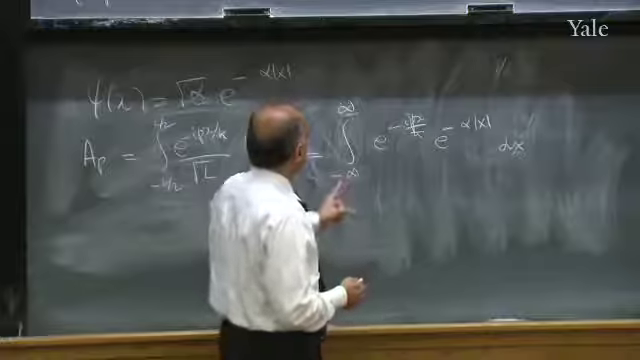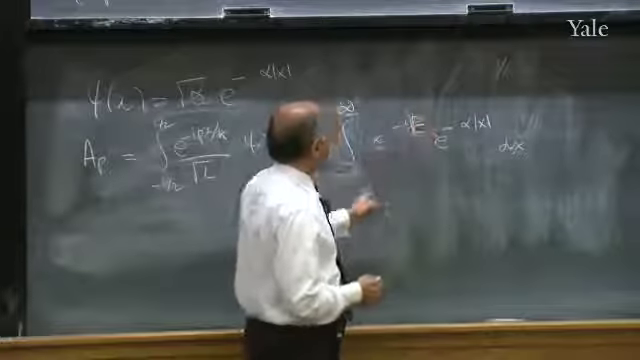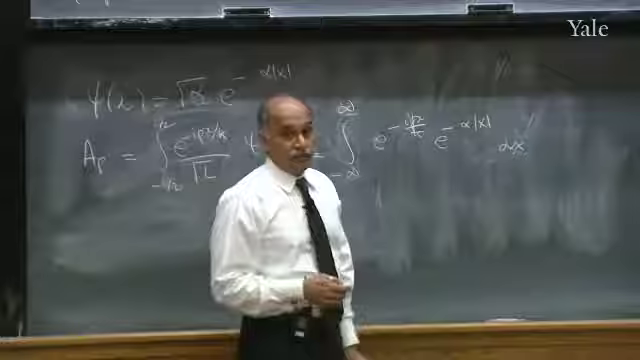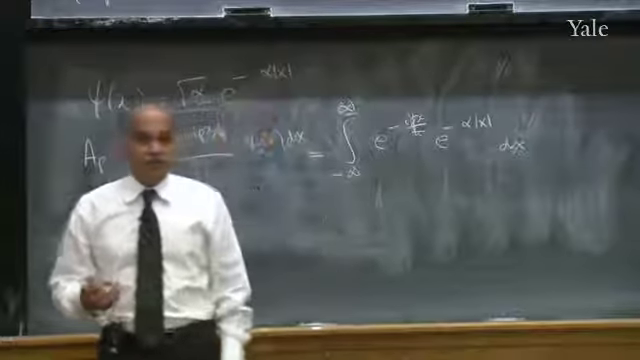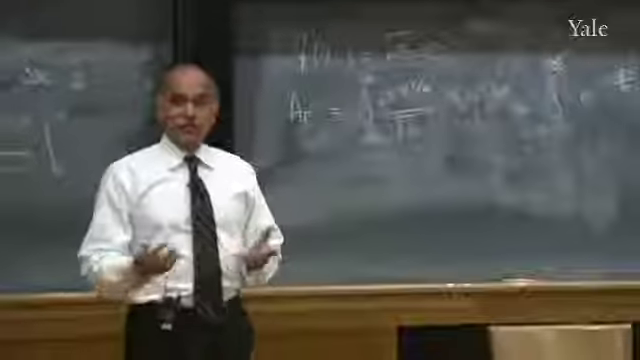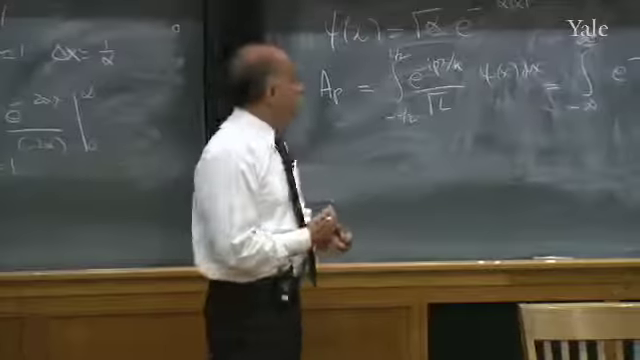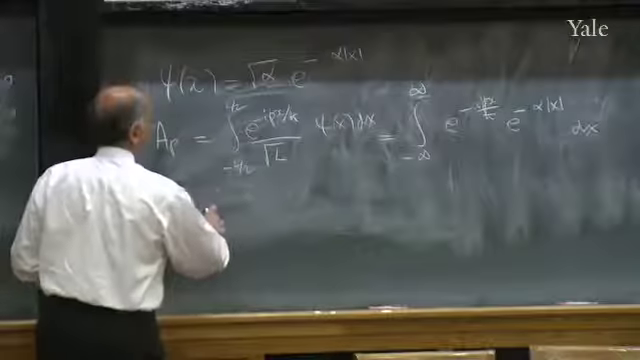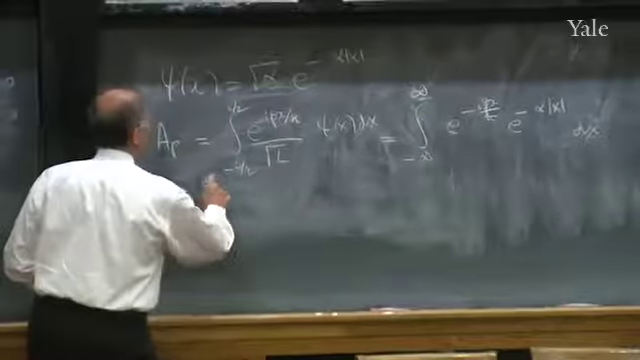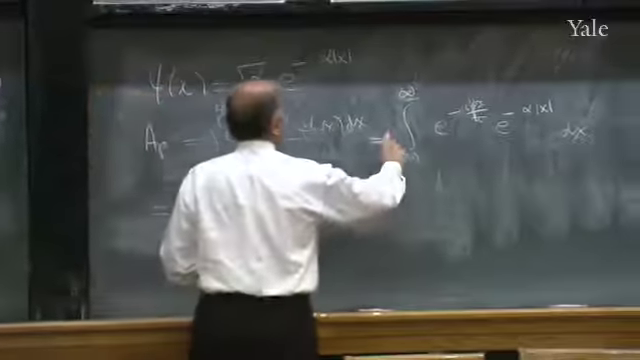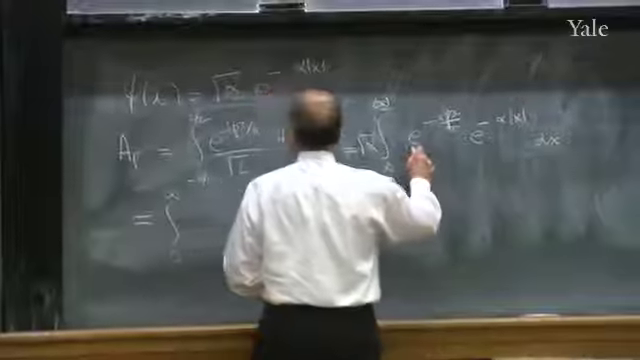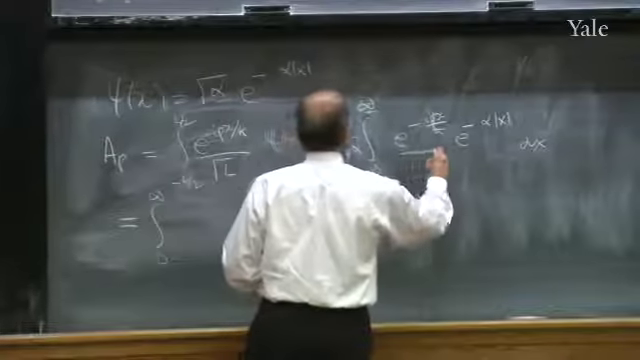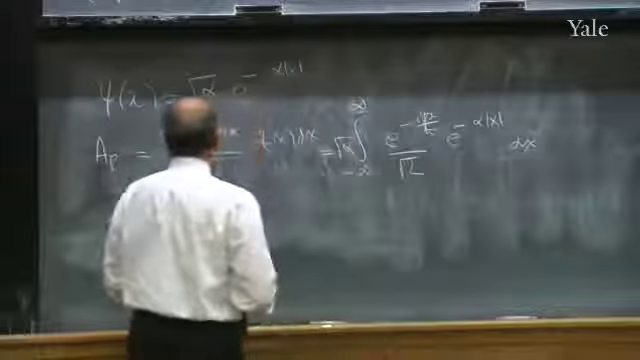Now, you cannot jump out and do this integral because it's a mod x here. So mod x is not x. It is x when it's positive. It's minus x when it's negative. So you've got to break this integral into two parts. One part where x is positive, from 0 to infinity. I'm sorry, I also forgot a root alpha and a root L. Do you see that?